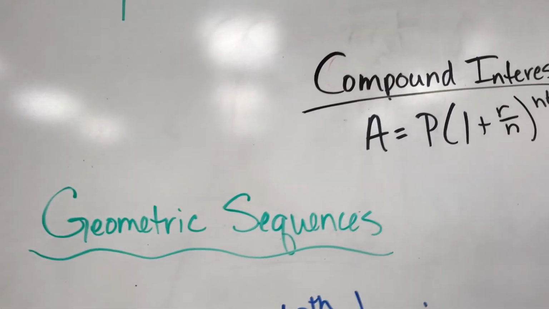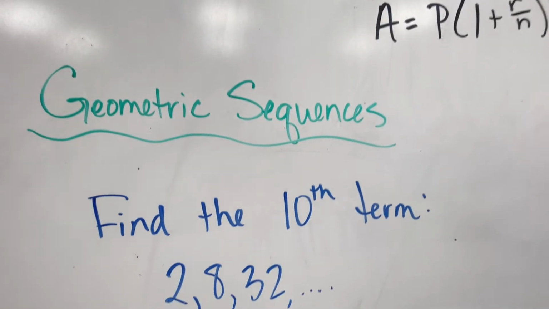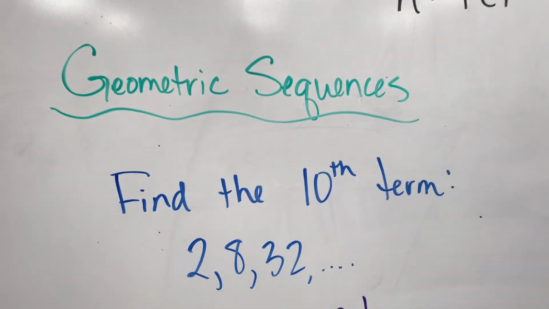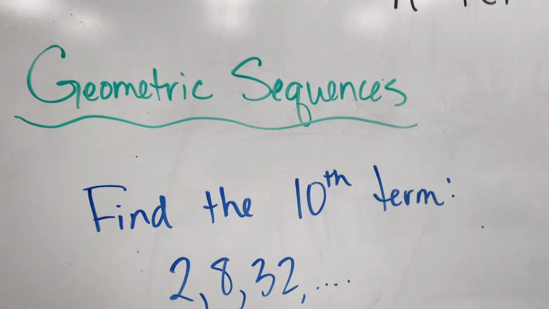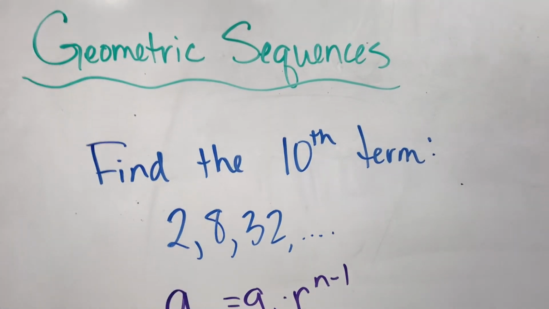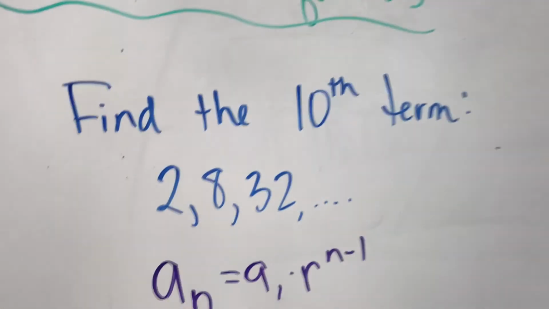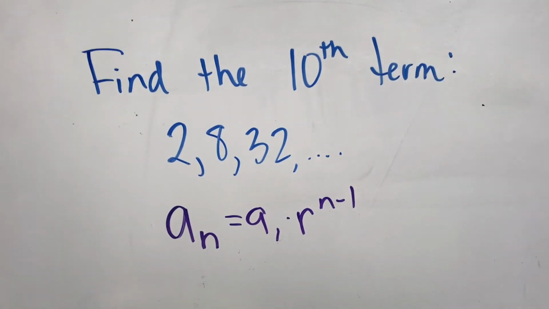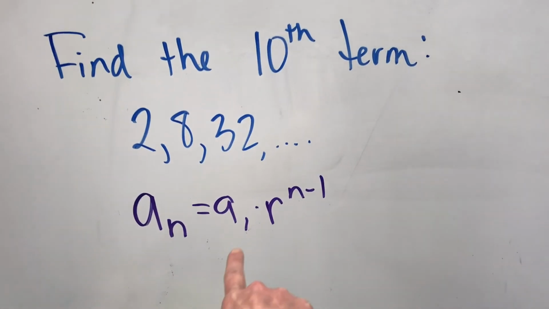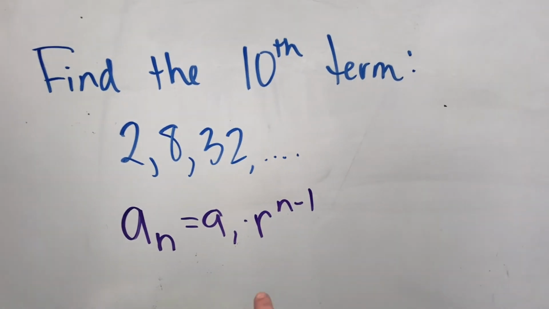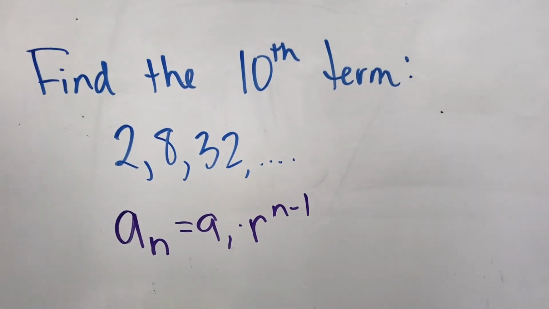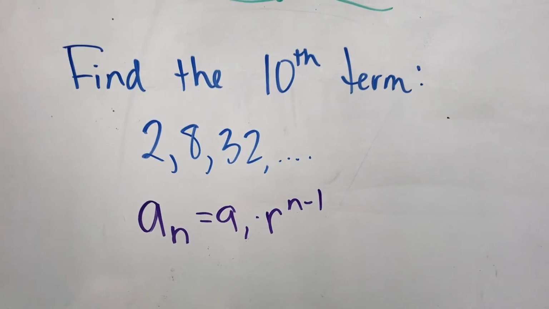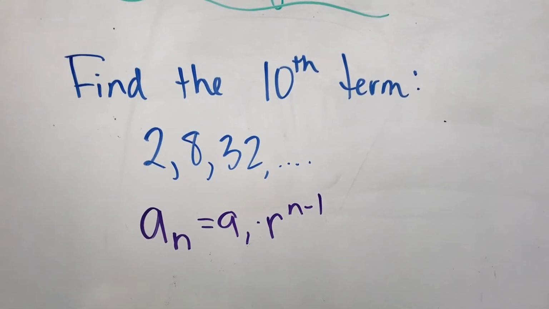Okay, and finally we have geometric sequences. We are going to find the 10th term of this sequence, so 2, 8, 32, using this formula right here. Okay, so if we're looking at the nth term, this is your formula. Okay, so we have the first term times the r, the common ratio, to the n minus 1 power.